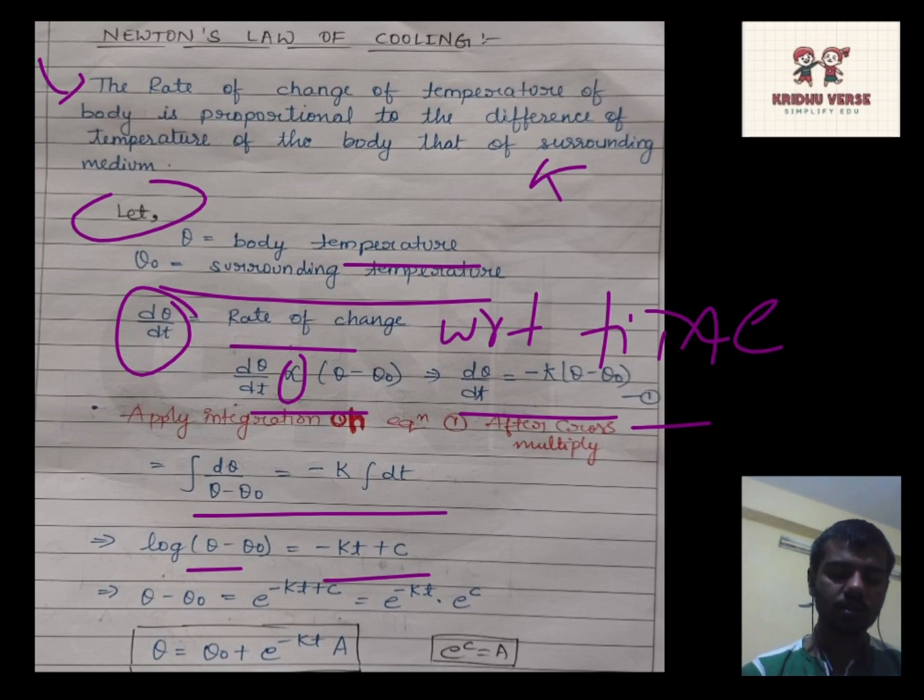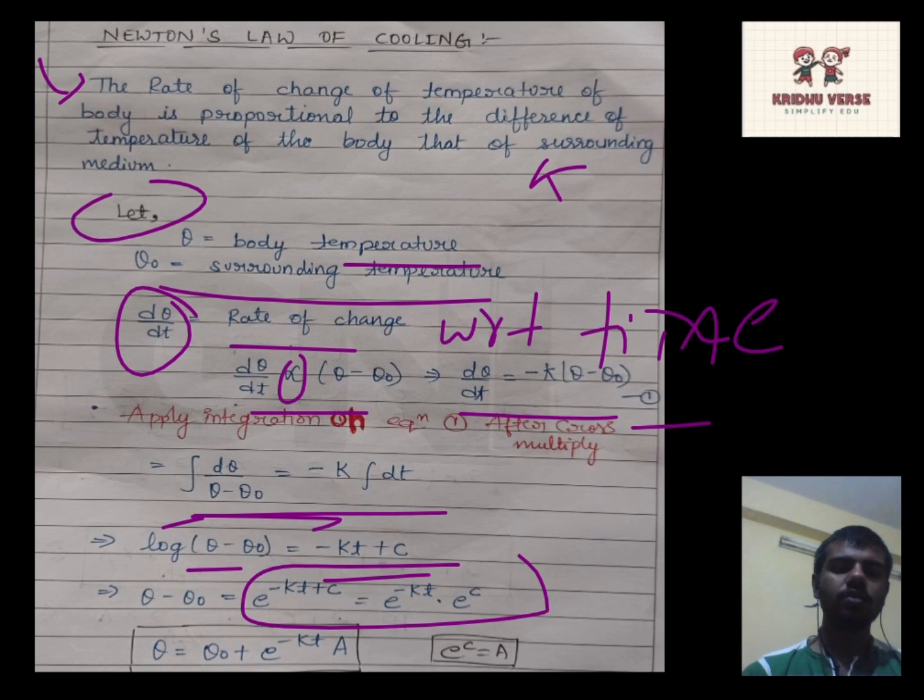Now we send this log to the other side. So theta minus theta naught equals e power minus kt plus c, because we know that when log goes to the other side, it changes to exponential. So e power minus kt plus c we can write as e power minus kt multiplied by e power c. I think you know this formula.